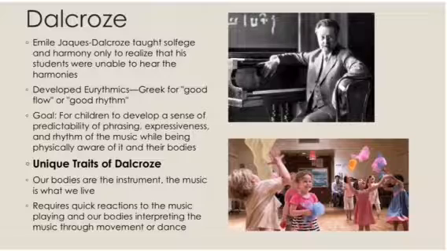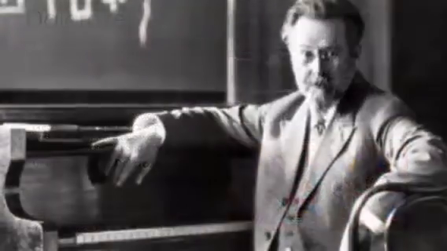Eurythmics beautifully marries our bodies to the music, where our bodies are the vehicle for us interpreting or describing or even expressing the music around us. The goal of this method is for children to develop a sense of predictability of phrasing, expressiveness, and rhythm of the music while being physically aware of their own bodies. A great way to describe this is that our bodies are the vehicle or the instrument, and the music is what we live and experience. And that alone I find to be unique within itself.